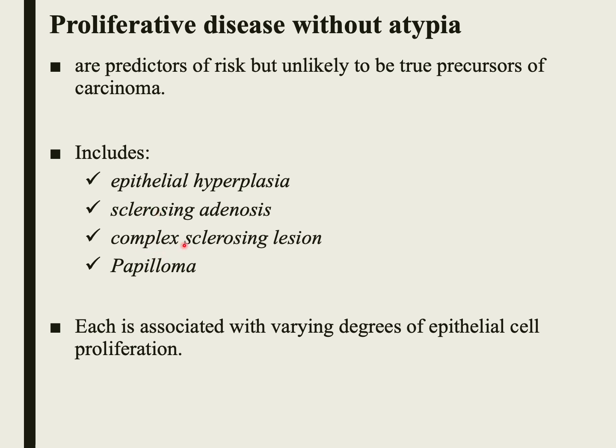The third lesion, complex sclerosing lesion. Now the complex sclerosing lesion, in this lesion you have a central area of sclerosis. And this area is composed of fibrosis and elastosis, with the ducts and the lobules radiating outward. The fourth change is called papilloma, and in papilloma you see finger-like projections or papillae with fibrovascular cores that are lined by luminal and myoepithelial cells without atypia.